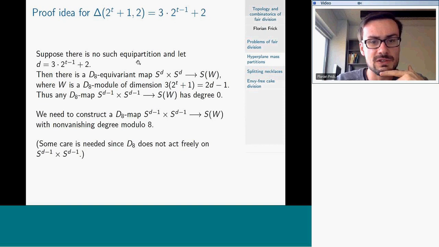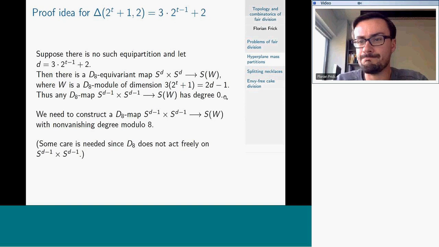Next, for masses where you don't have an equipartition, you can construct a map that does not hit zero in this module, so you can retract to the sphere. So you have an equivariant map from here to there. And now I want to show such a map exists for certain values of J. If this map exists, then you can retract to equators, end up here; the space has the same dimension as that space, degree is well defined, and so this factors through that, and the degree is zero. So we need to construct a D8 map from here to there that has non-vanishing degree modulo 8.